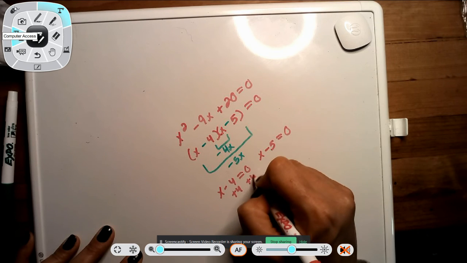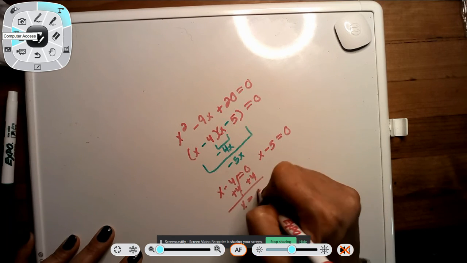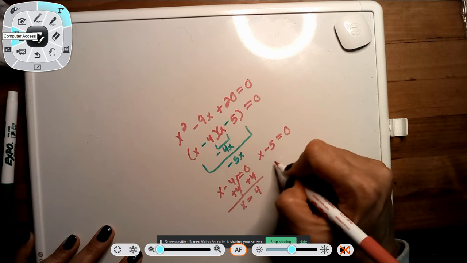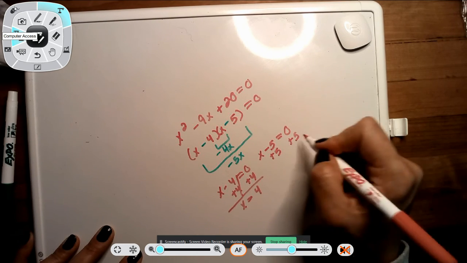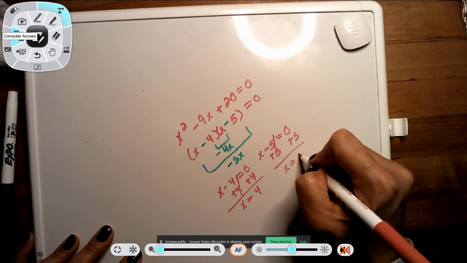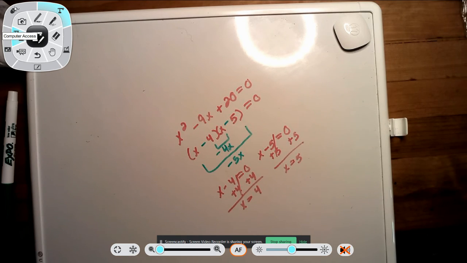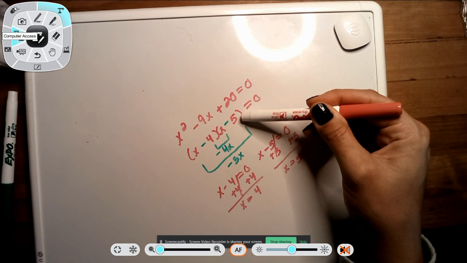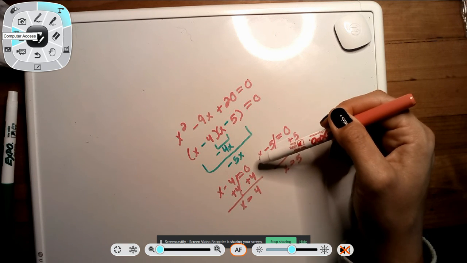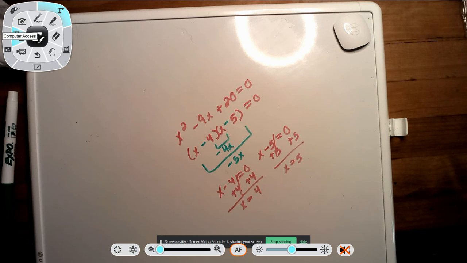I'm going to add 4 to both sides. x equals positive 4. Add 5 to both sides. x equals positive 5. Now, you are not going to have to do that process for every problem. You can for the ones that will factor, but you're going to learn another process that ultimately will be easier. But this is an option. If it factors, you can choose to find your factors and then set them equal to 0 and solve for x. Okay, so that's your zero product property.